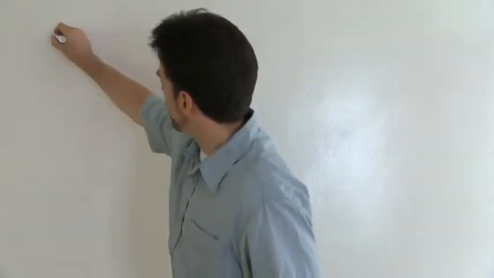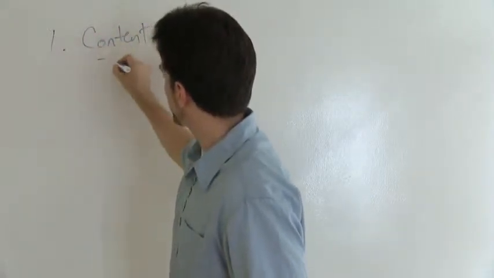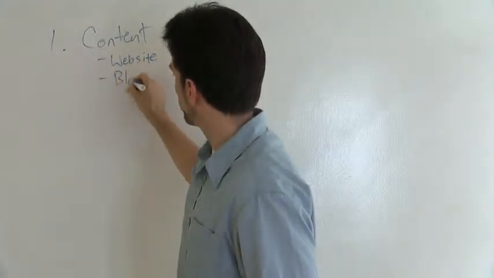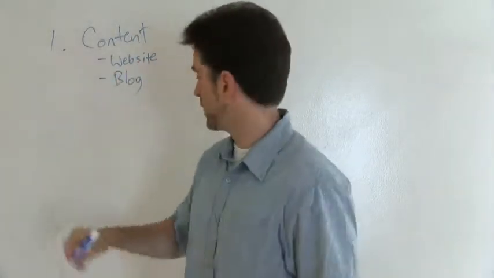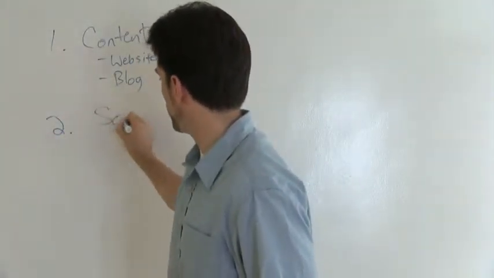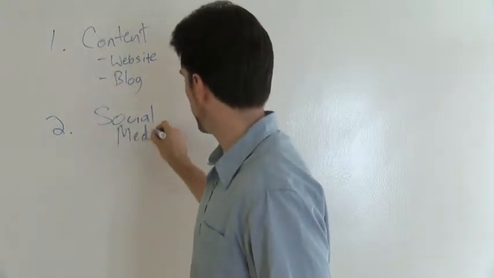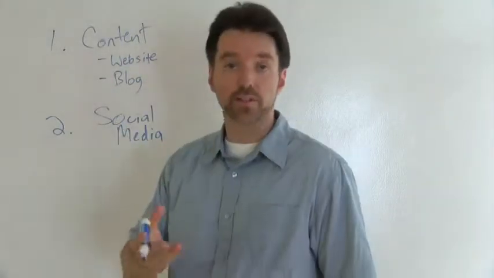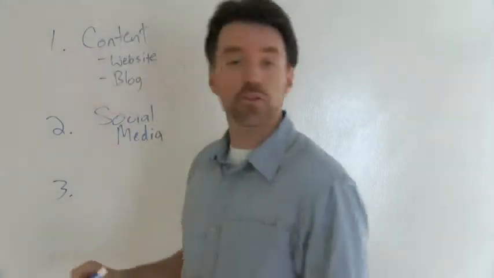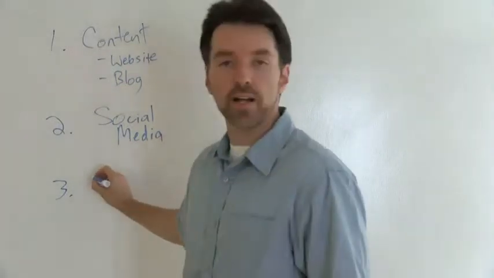Those 3 aspects were 1, content. And that has to do with content for your website and content for your blog. All right, we'll talk about why in a little bit. 2 has to do with your social media. You should obviously have social media to be able to deliver those messages out to your audience, at least in your local area. And 3 is your newsletter.